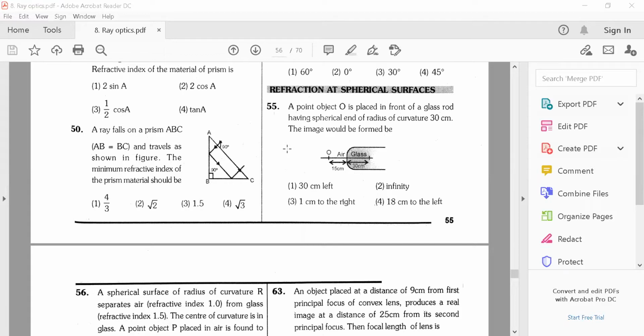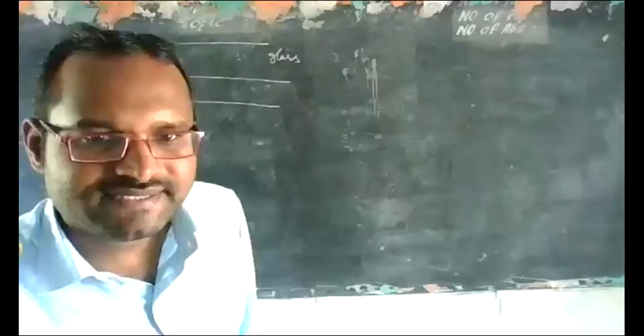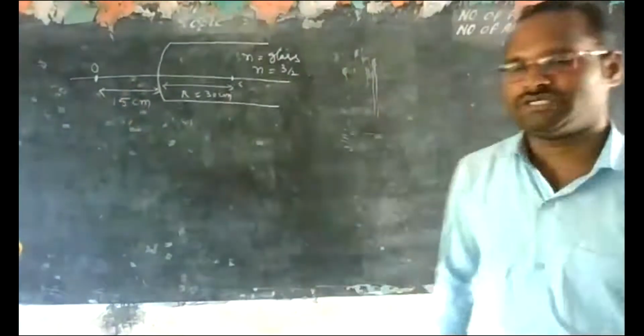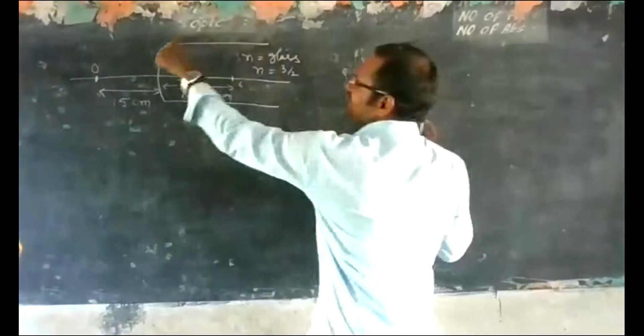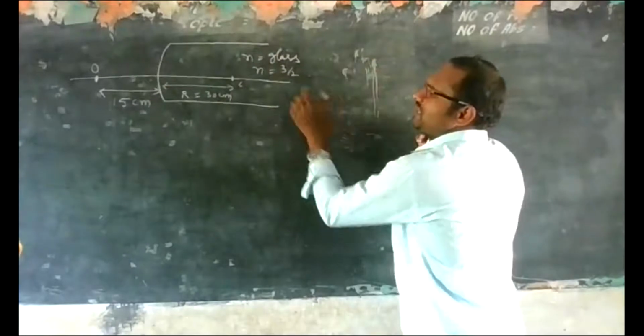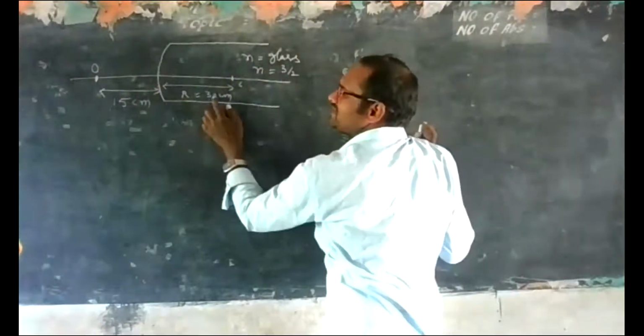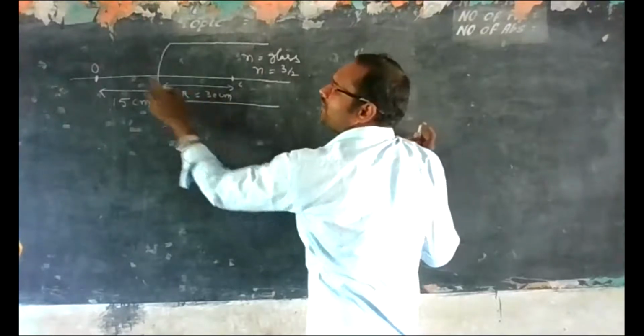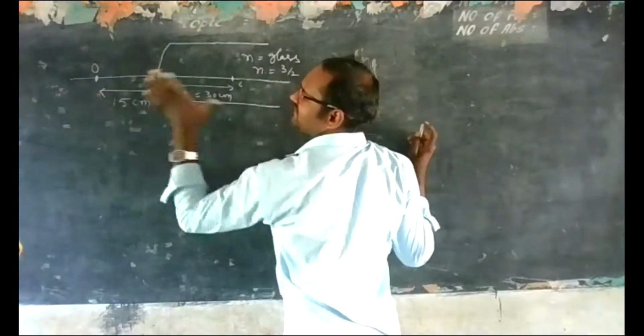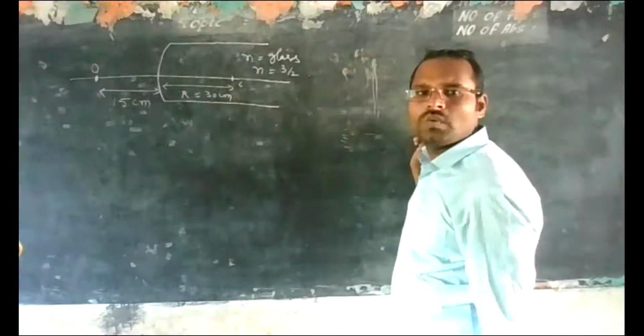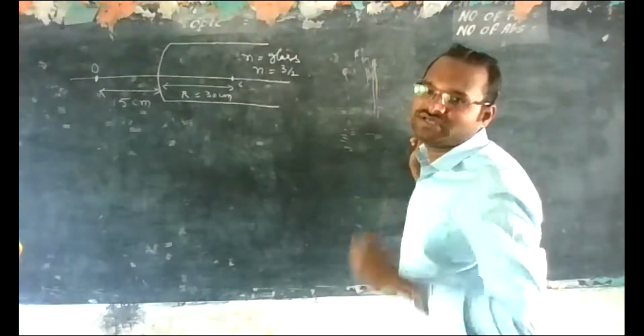So where will the image form? That is the question: at what position will the image form? There is a glass tube like this, whose refractive index is 3 by 2, and the radius of curvature of this glass tube is 30 centimeter. A point object O is placed at a distance of 15 centimeter. Now where will the image form? That is the question.